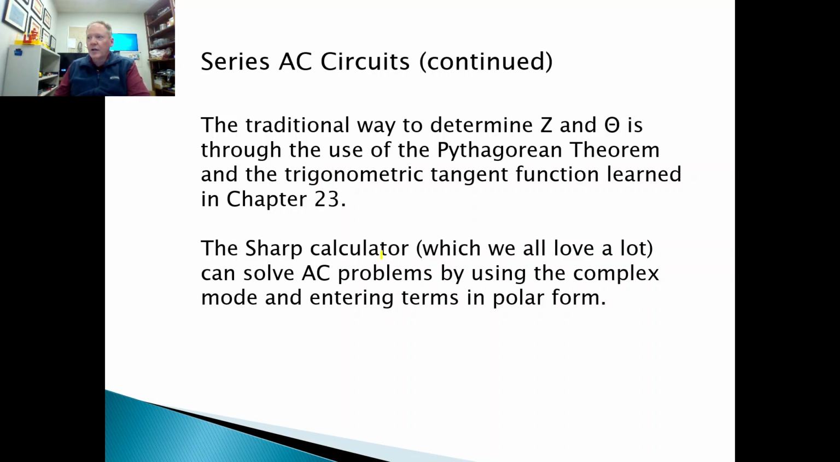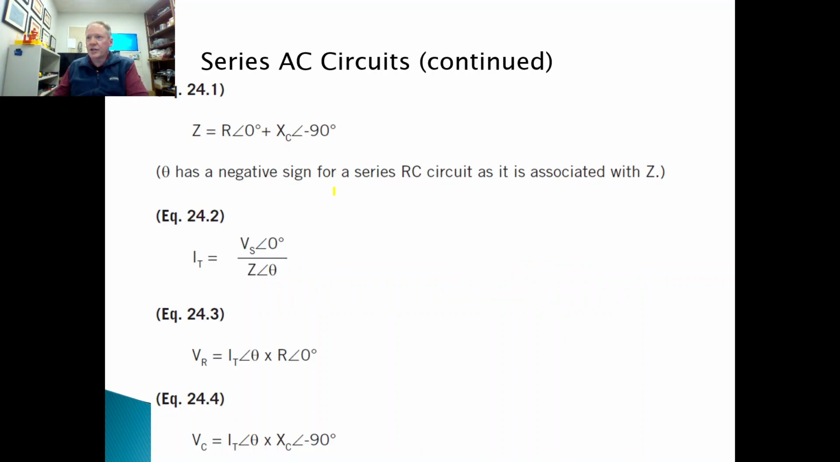Now, if you don't already love that Sharp calculator, you're going to when we start doing these calculations. So the traditional way to determine impedance and theta is through the use of the Pythagorean theorem and the trigonometric tangent function that we used in chapter 23, and you had in homework 11. So let's look at the Sharp.